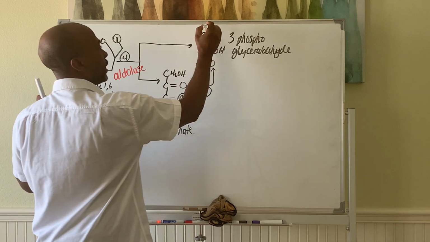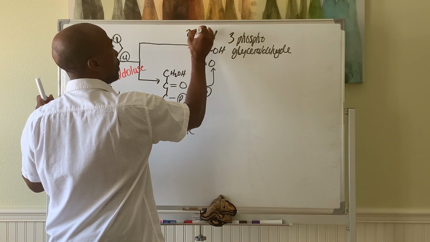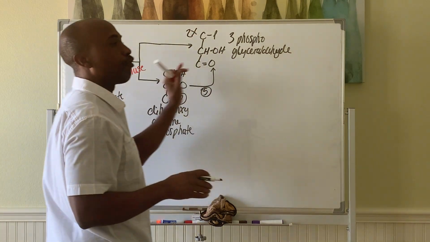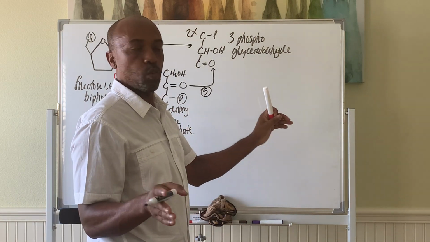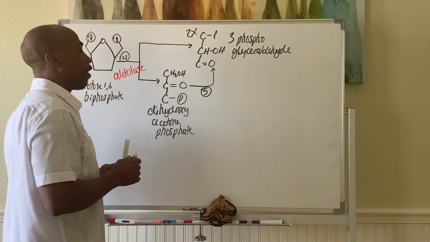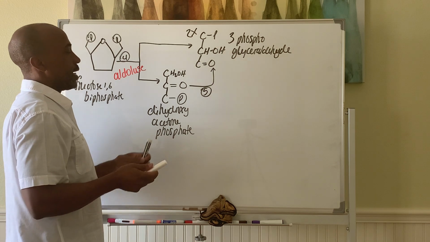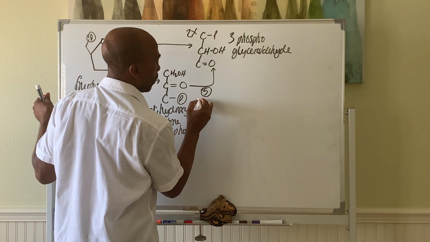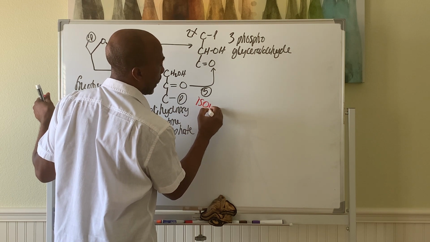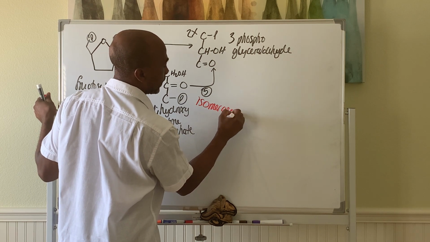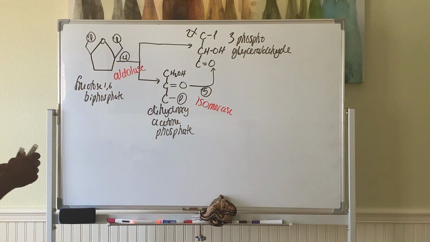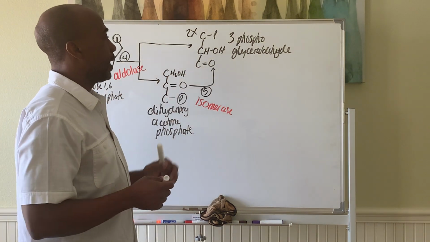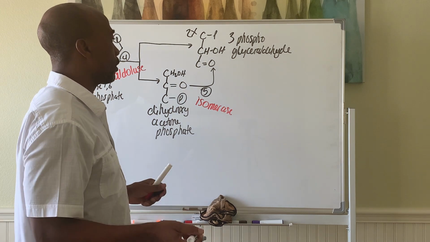So now you would have 2 of these, which means all the reactions going forward will happen twice. Once for each of the 3-phosphoglyceraldehyde. And the enzyme that makes this reaction take place is called isomerase enzyme.